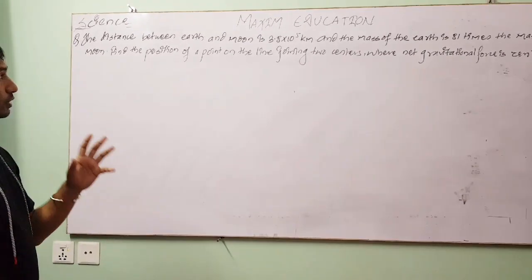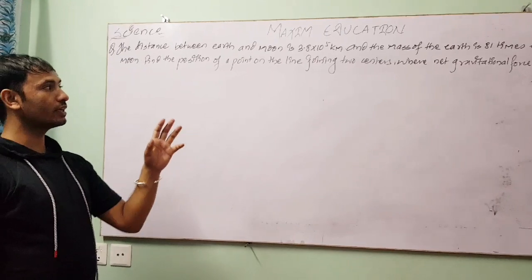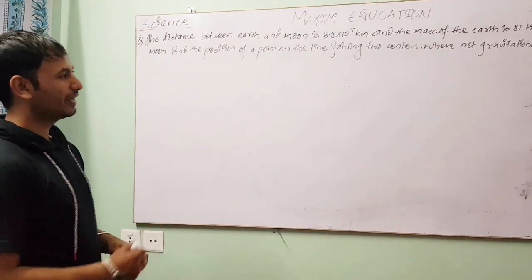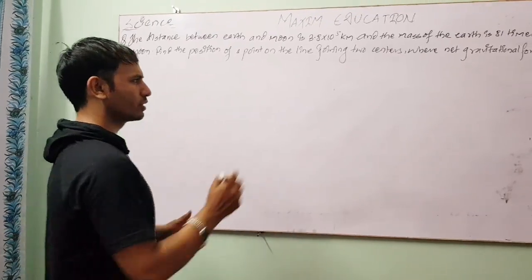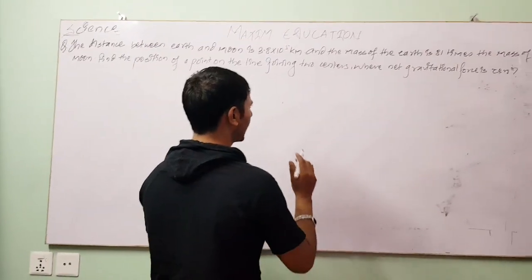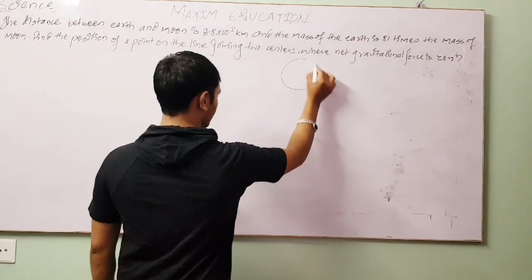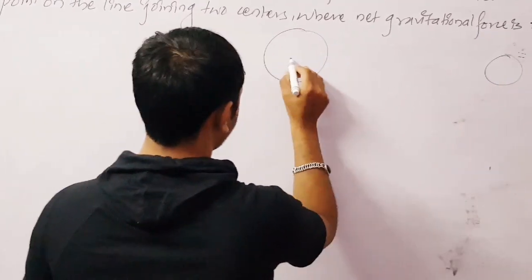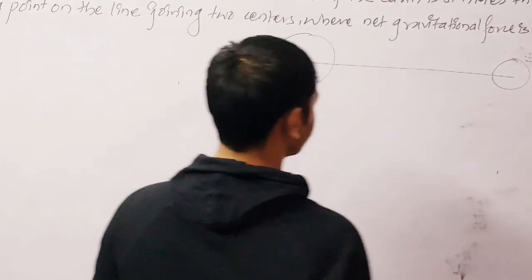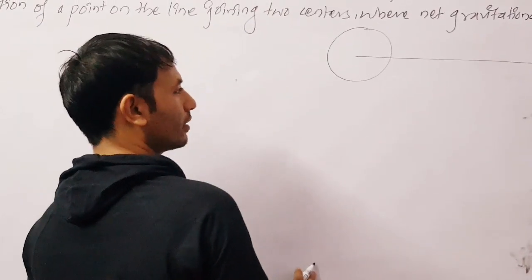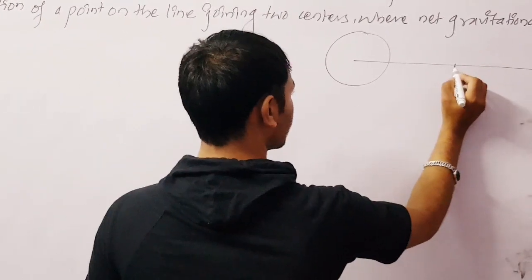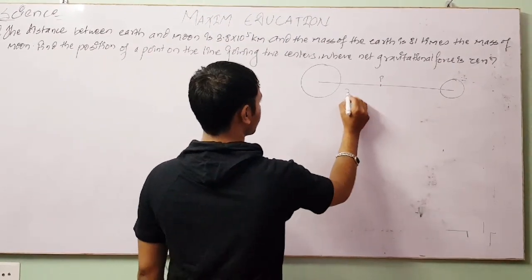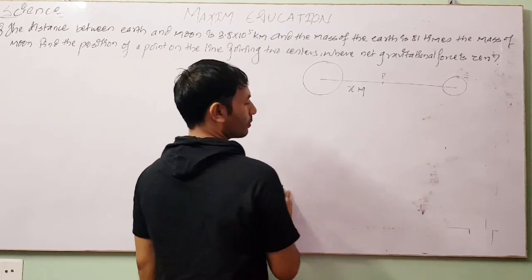Find the position of a point on the line joining two centers where net gravitational force is 0. It is a bit tricky question. Look here, we need to draw a diagram for that. If this is Earth and this is moon, and this is the line joining the center of the Earth and the moon, let the point P be on the line, which is x meter away from the Earth.